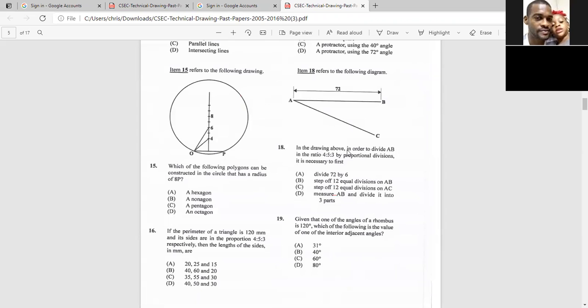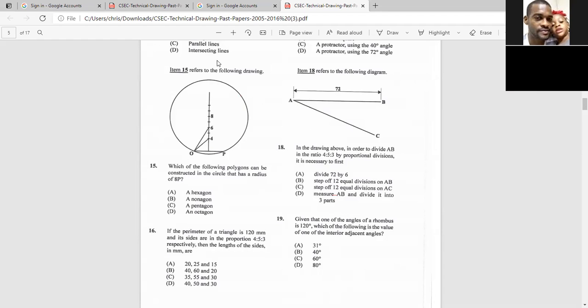In the diagram above, in order to divide AB in the ratio 4, 5, and 3 by proportional division, it is necessary first to step off 12 equal parts. The first thing you must do is to step off 12 equal parts. These come from maths. We have 4, 5, and 3. We add these, 4 and 5 is 9, and this makes 12. So we step off 12 equal parts.